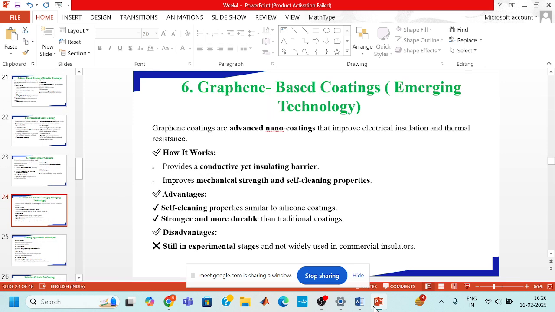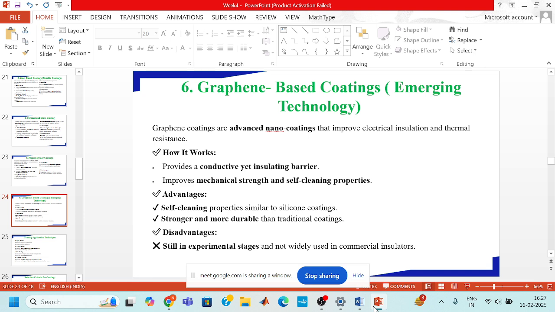Okay, sixth is graphene based coatings. This is an emerging technology, also known as advanced nano coatings, that improves the electrical insulation and thermal resistance. It provides a conductive yet insulating barrier and improves mechanical strength and self cleaning properties.